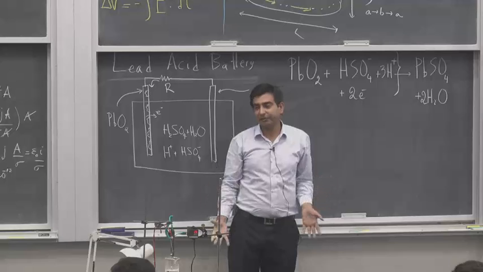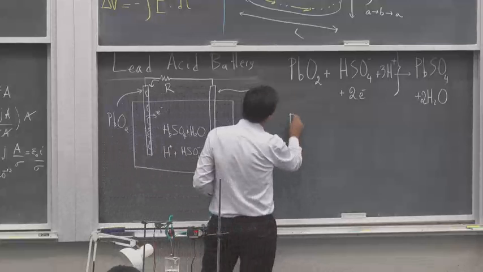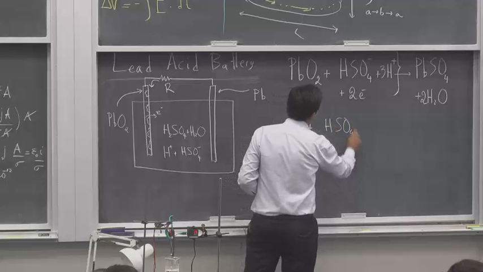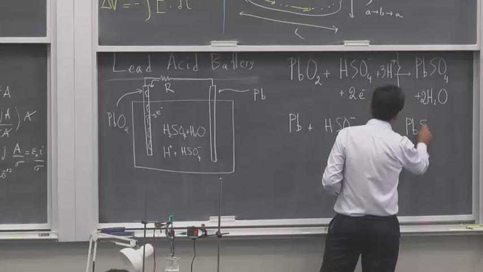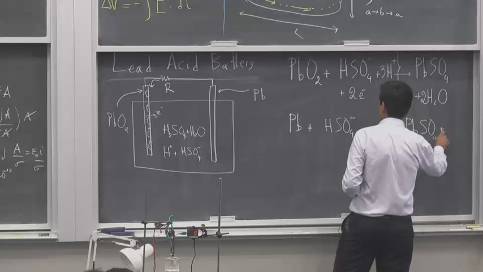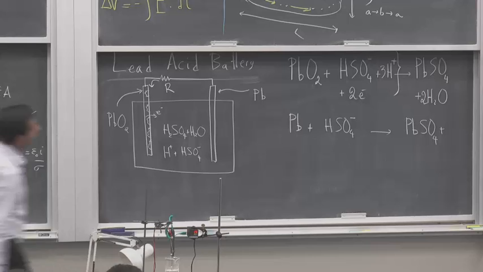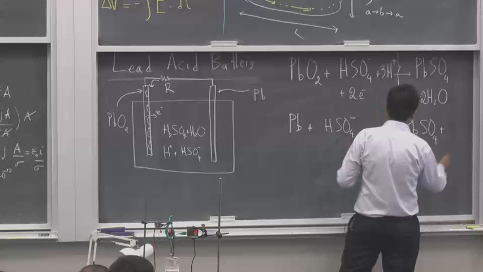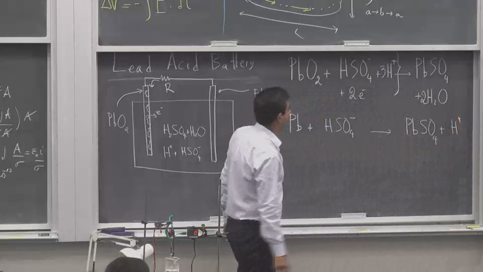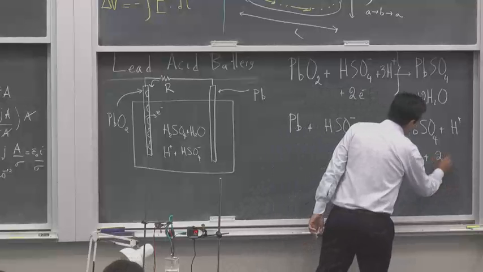On the other section of this cell, we have lead. Lead reacts with the bisulfite ions once again to give PbSO4, and it produces PbSO4 plus H plus, plus, all right, now we need two electrons here, so that charge is balanced.